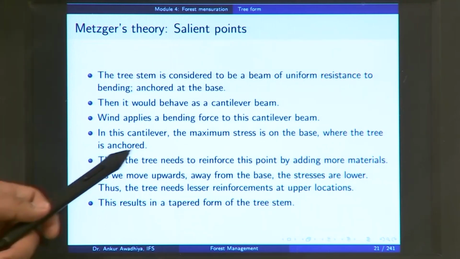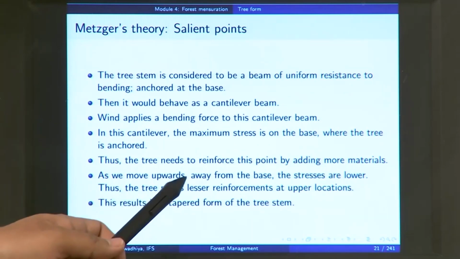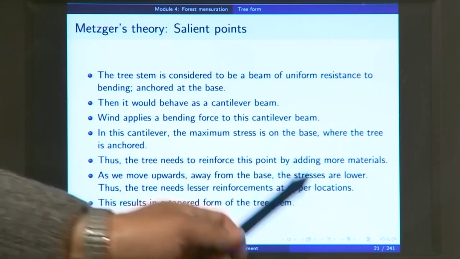Now, as we move upwards away from the base, the stresses are lower and thus the tree needs lesser reinforcement at the upper locations.